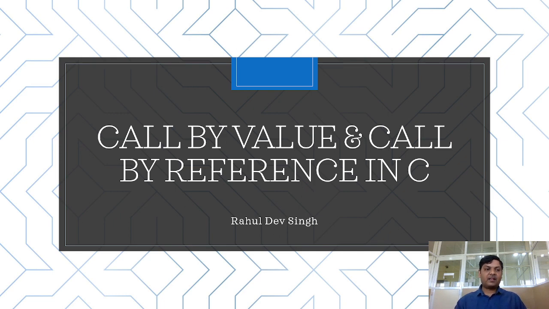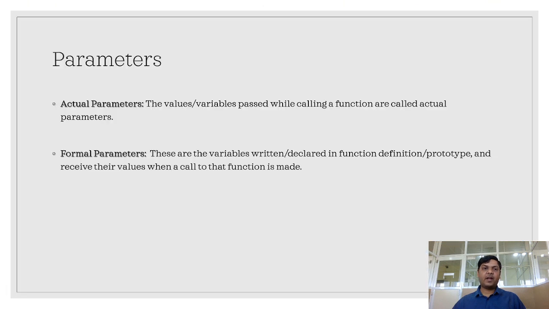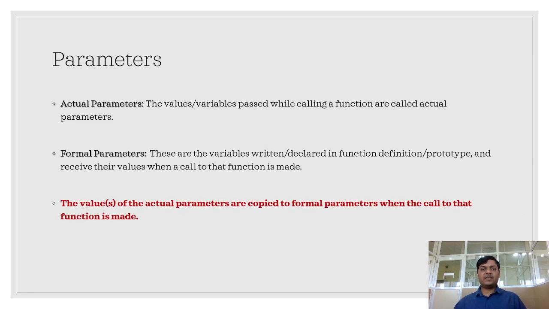Parameters can be classified in two categories. First one is actual parameters and second one is formal parameters. Actual parameters are defined as the values and variables passed when calling a function. On the other side, formal parameters are those variables written or declared in the function definition, and they receive their values when a call to that function is made. So we can say that the values of the actual parameters are copied to the formal parameters when the call to that function is made.